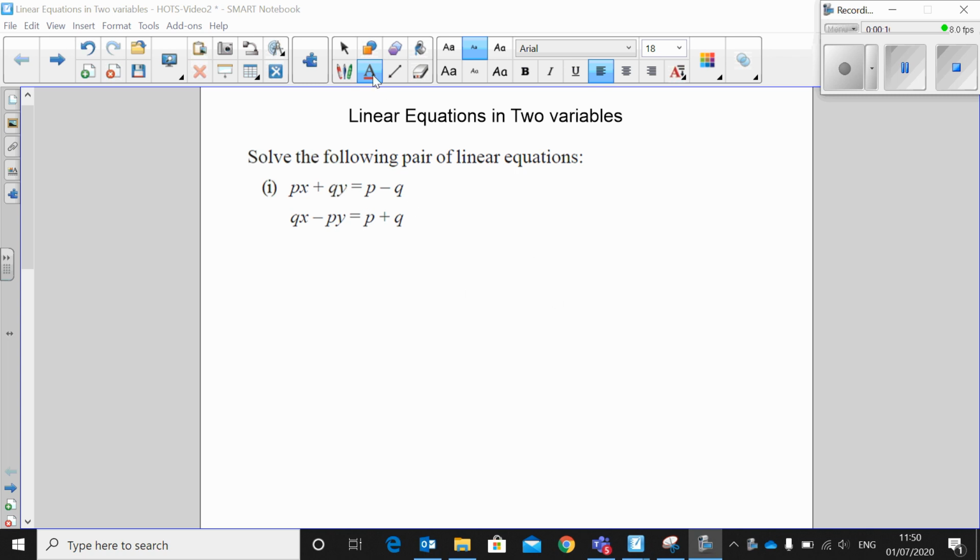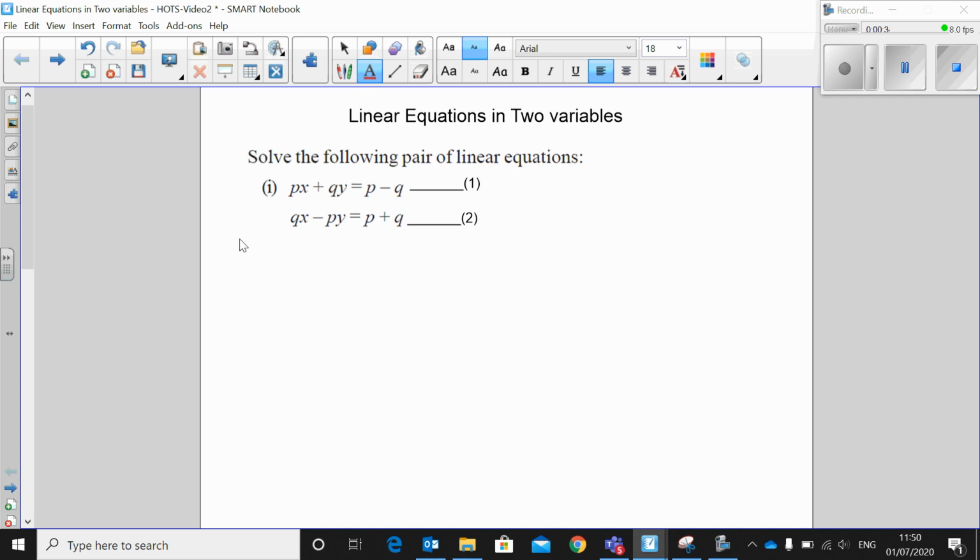Now we have two equations. Equation 1 is px plus qy, which is equal to p minus q. The second equation is qx minus py, which is equal to p plus q. Now we are going to solve these two equations.